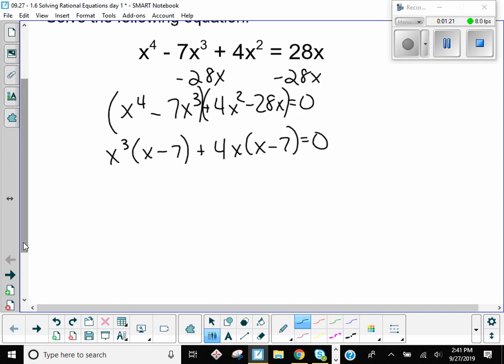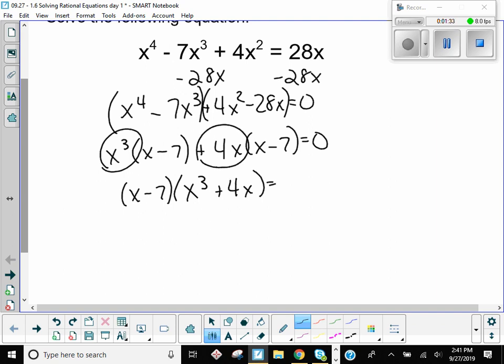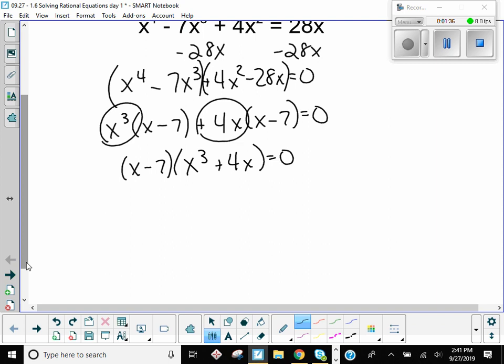And then they've been doing the next step correctly, taking the x minus 7 out of each group. That's what they have in common. And then the leftovers are x cubed plus 4x. And they're still doing the next step correct. They say, okay, I have these two factors equal to 0. I can set them both equal to 0.